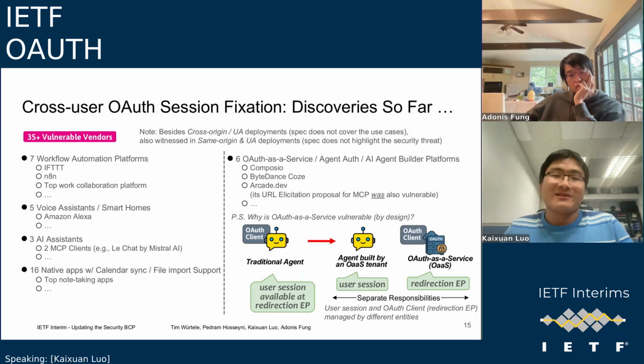And yeah, back to our discovery so far, we found more than 35 vulnerable vendors, including 7 workflow automation platforms, 5 voice assistants or smart homes, 3 AI assistants, even including 2 MCP clients, and 16 native apps that only wish to implement some simple logic like calendar synchronization or file import, but they don't have the spec for doing it all securely as a confidential client.